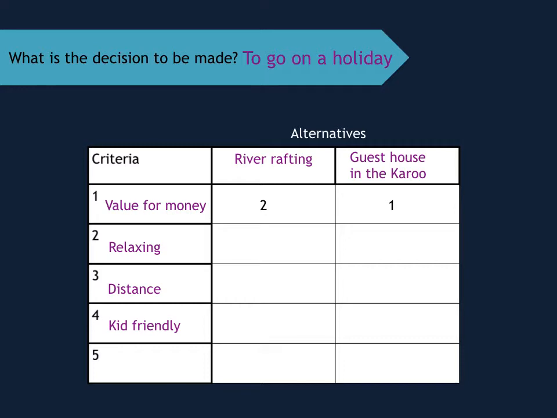Then let's look at relaxation. River rafting, yeah, it's relaxing, but you've still got quite a lot to do. You've got to row and paddle every day. You've got to organize the kids. You've got to get there. There's quite a lot of organization. So yes, although it's relaxing, you're going to give it a 2. It's not up there as the best. Whereas the guest house in the Karoo, even though it's expensive, you do not have to take anything with you. You can arrive and everything is laid on for you. So that gets a 3.